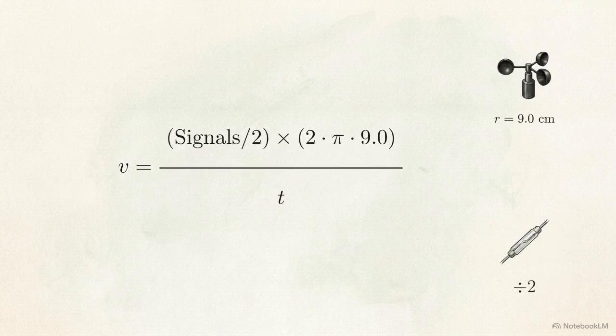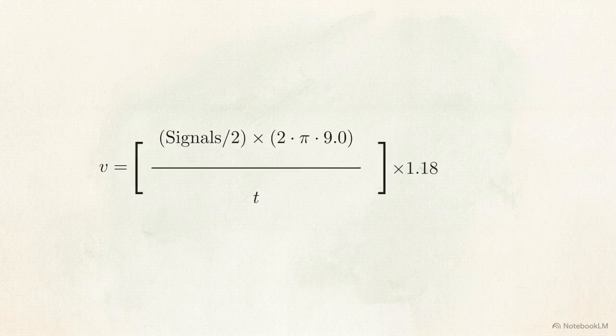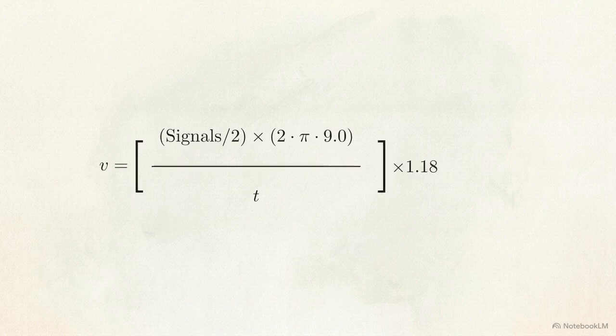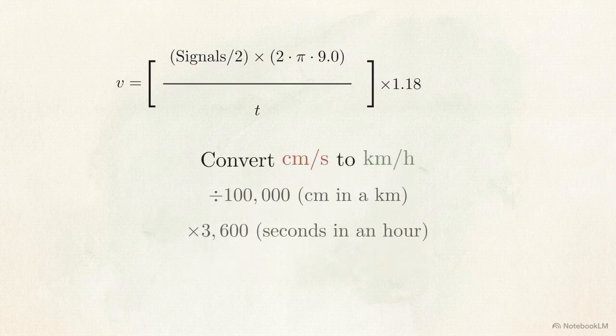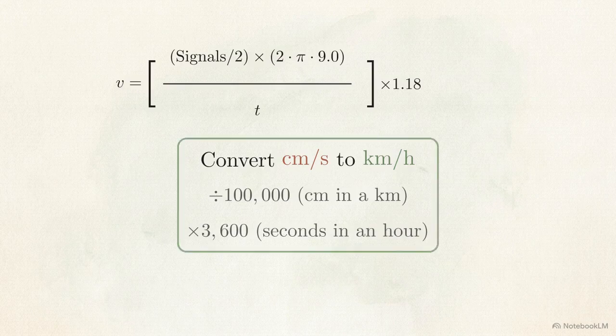We also divide our recorded signals by 2 because the reed switch triggers twice for every full rotation. Next, we multiply the result by 1.18. This anemometer factor accounts for physical friction and wind energy lost as the arms turn. Finally, we convert our output from centimeters per second into kilometers per hour.